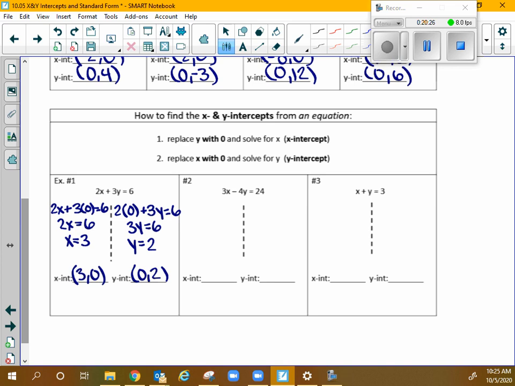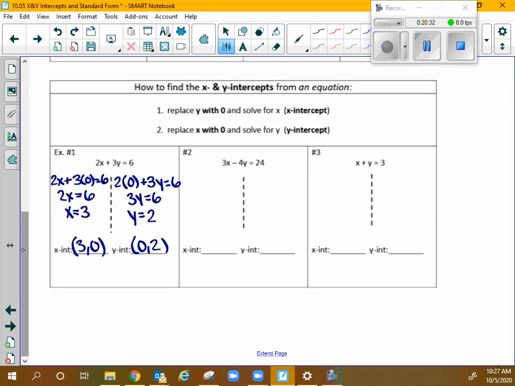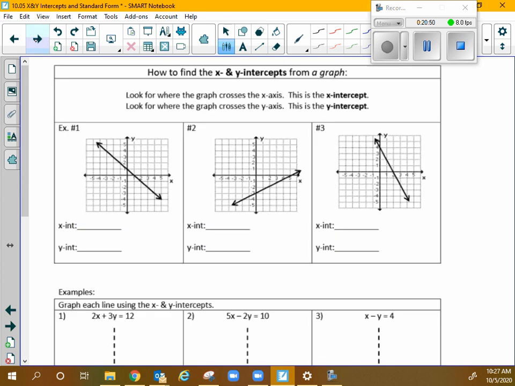Y'all try 2 and 3. Number 2. What'd you get? 8, 0, and 0, negative 6. Very good. Number 3. 3, 0, 0, 3. Very good.